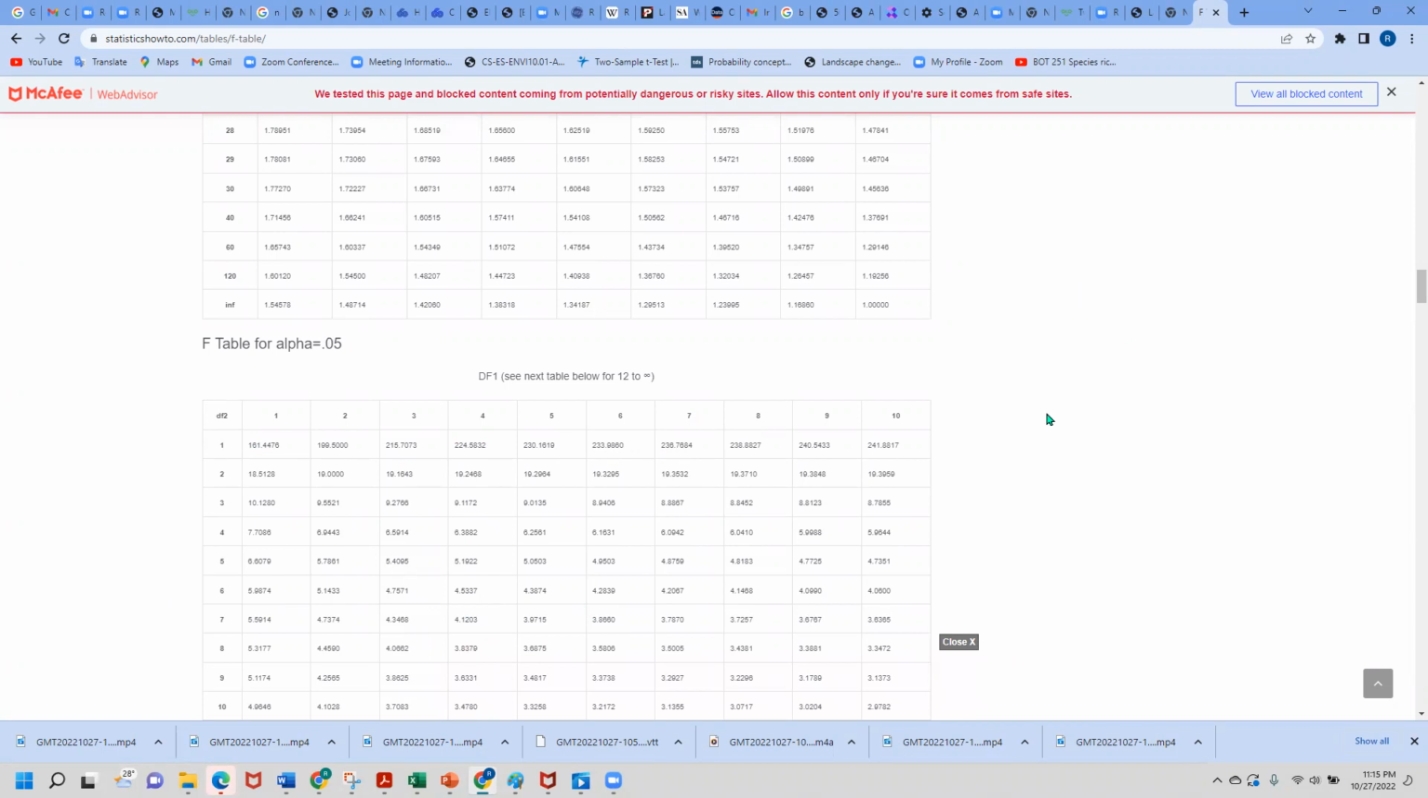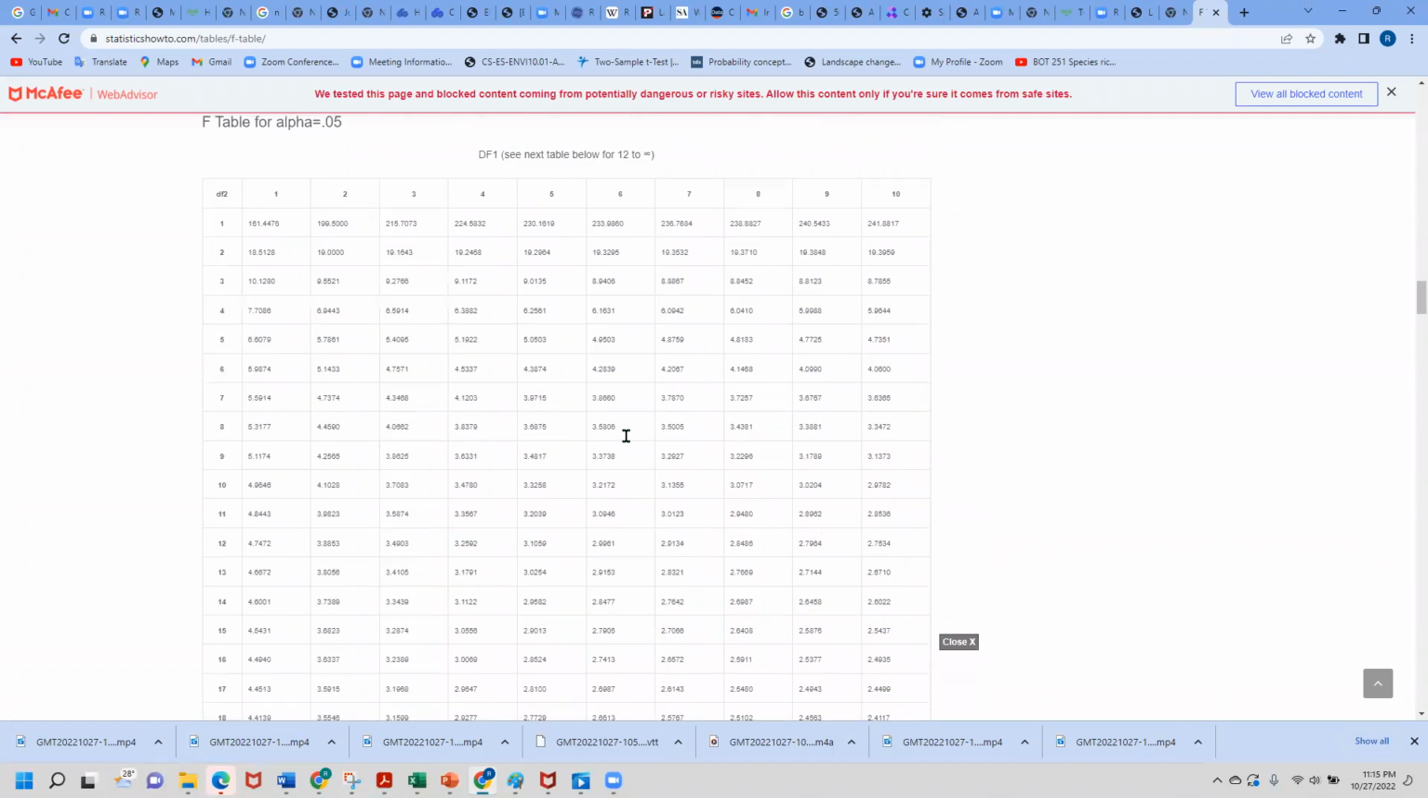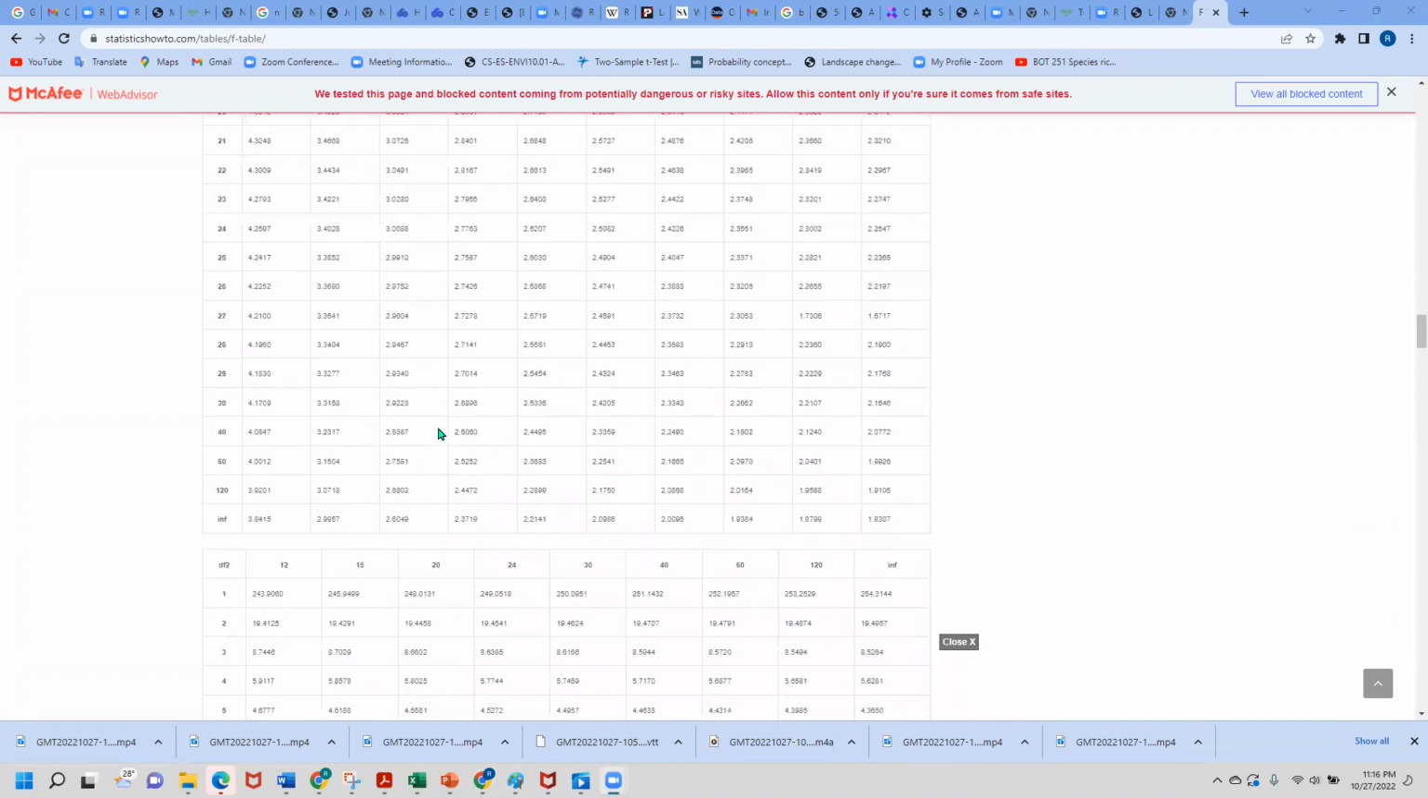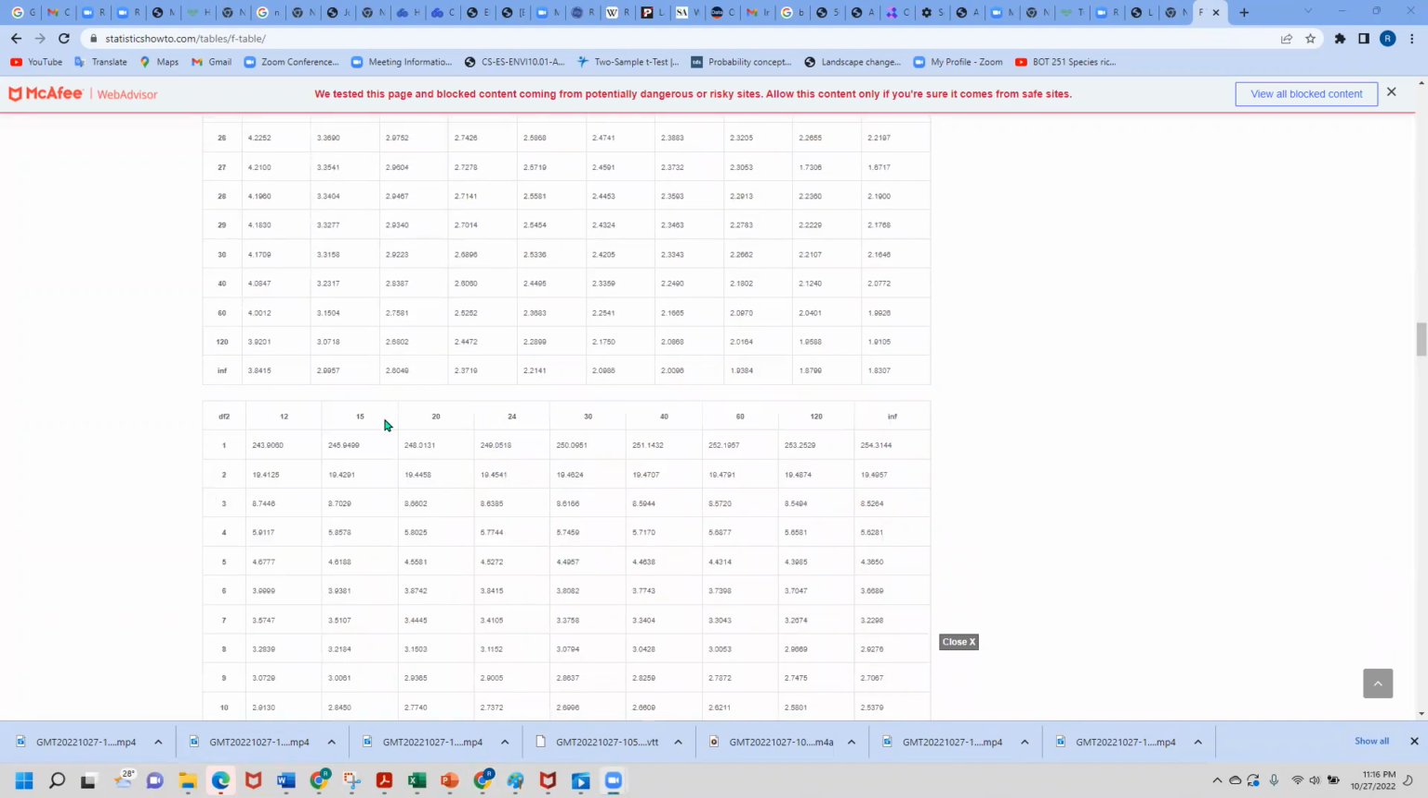If you know how to use the t table that we have discussed earlier, you should be able to use the F table as well. The same thing. All right. Okay. Thank you very much.